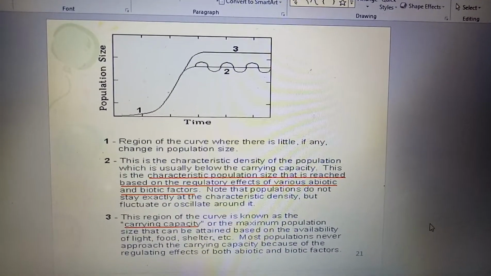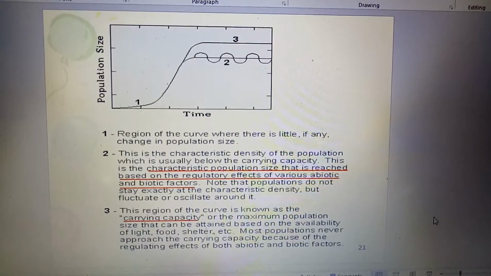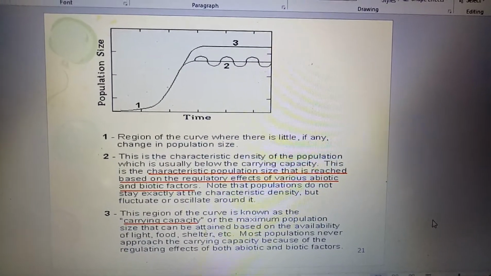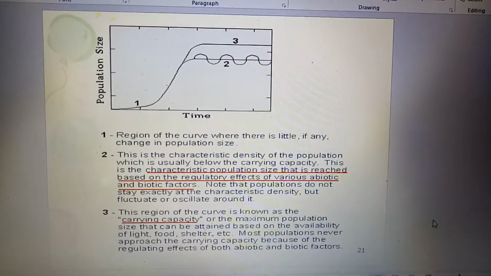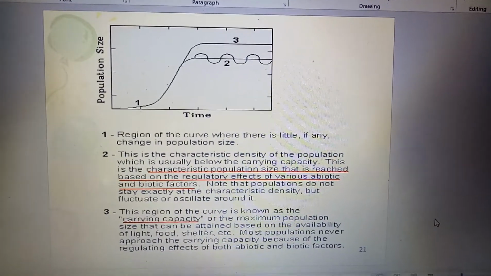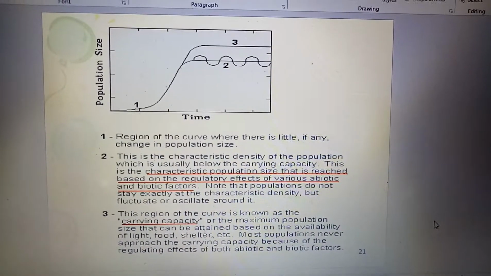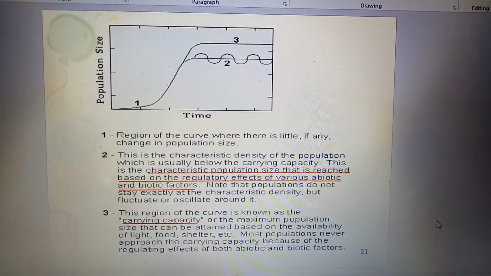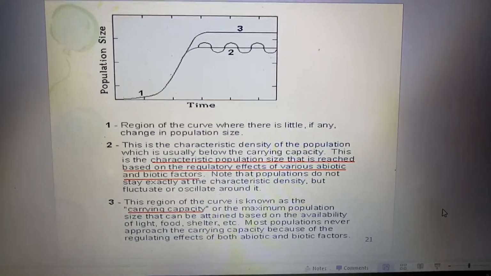Number 3, the last one, is the region of the curve known as the carrying capacity, or the maximum population size that can be attained based on the availability of light, food, shelter, and so on. Most populations never approach the carrying capacity because of the regulatory effects of both abiotic and biotic factors.